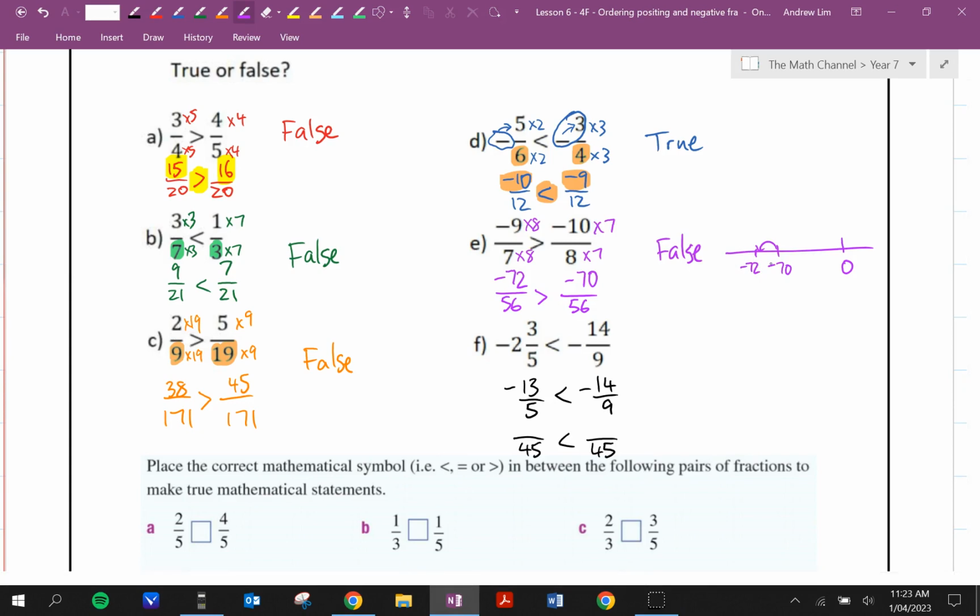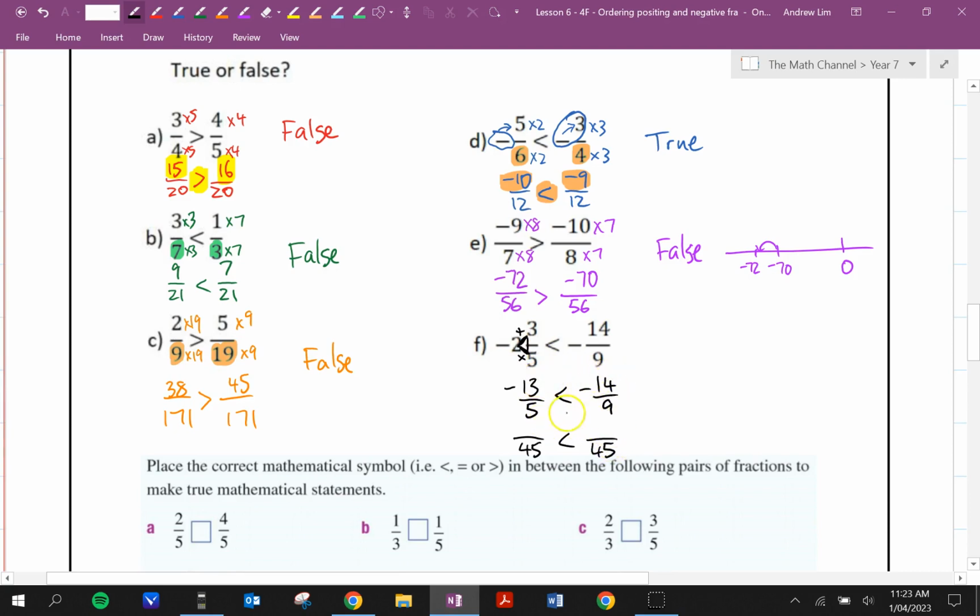For question F, because we have a mixed number, we need to convert it first into an improper fraction. So we're going to ignore that minus sign. We're just going to use our triangle method that I taught you in a previous video. 5 times 2 is 10, plus 3 is 13 over 5. So it's minus 13 over 5, less than minus 14 over 9.